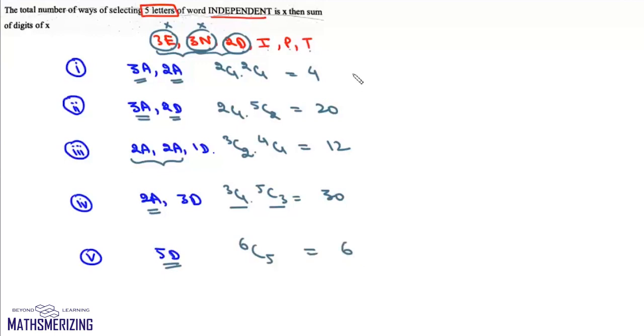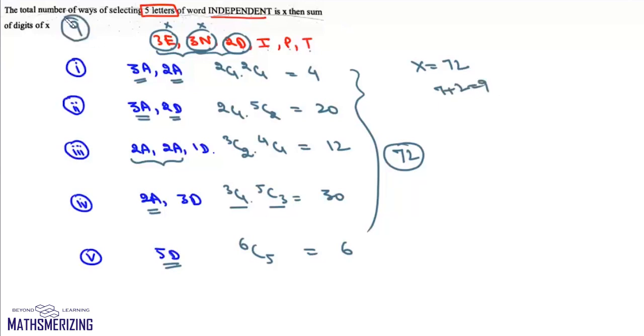So the total number of ways is simply the sum of all these. So this is 24, 24 plus 12 is 36, 36 plus 6 is 42, 42 plus 30 is 72. So the total number of ways of selecting 5 letters from this word is 72. So the value of x is 72, and we need to find the sum of digits of x. Now the sum of digits is simply 7 plus 2, that is 9. So the answer to this question is 9.